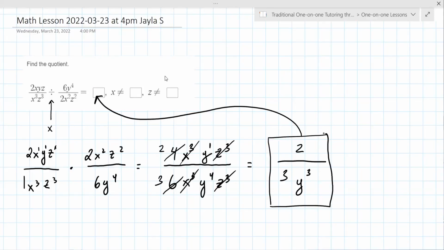And then in terms of what x cannot equal and z cannot equal, because they completely went away, it's 0 in both cases.